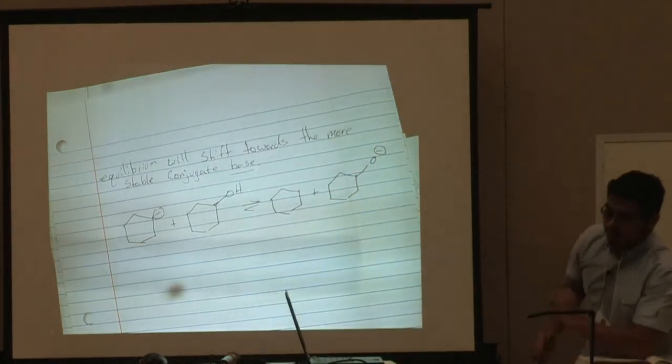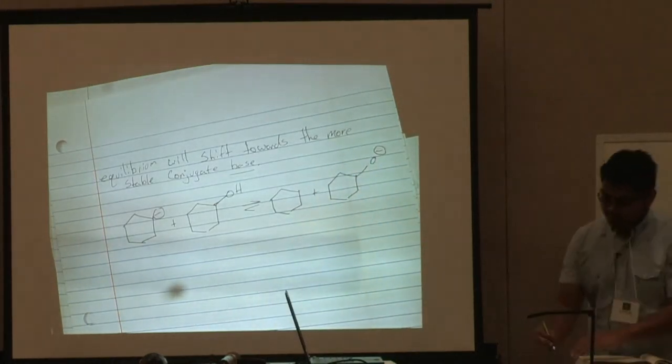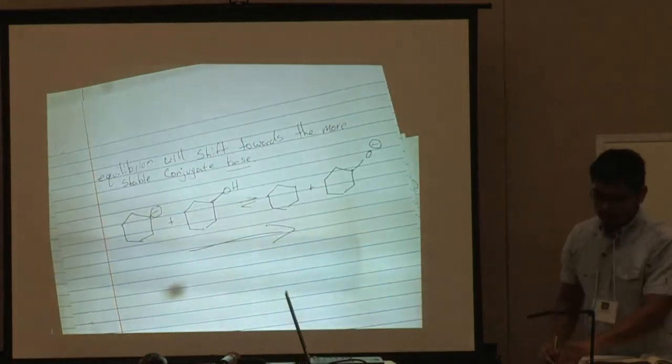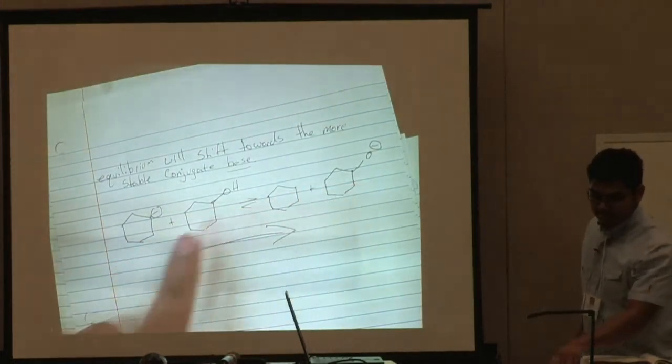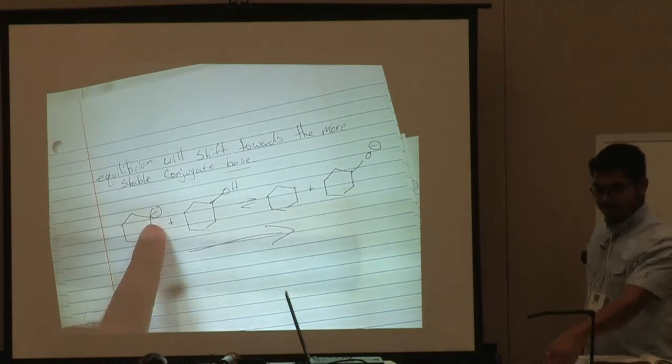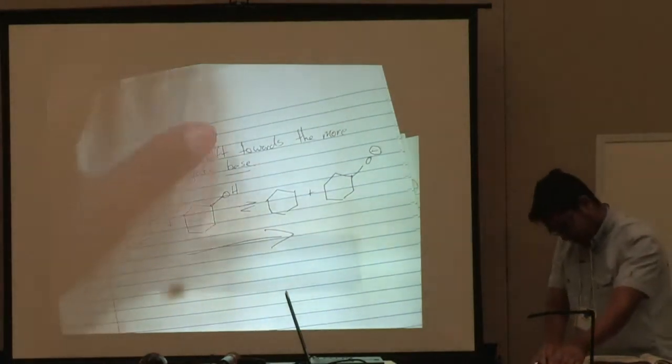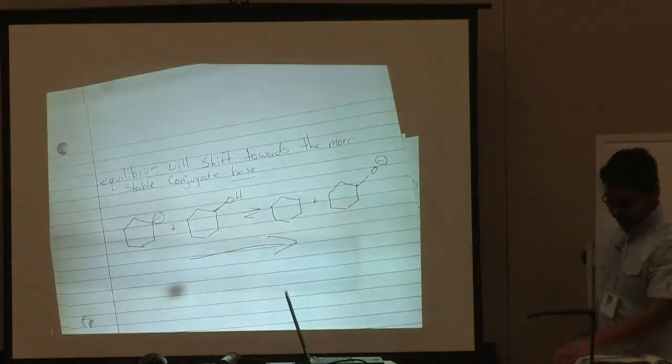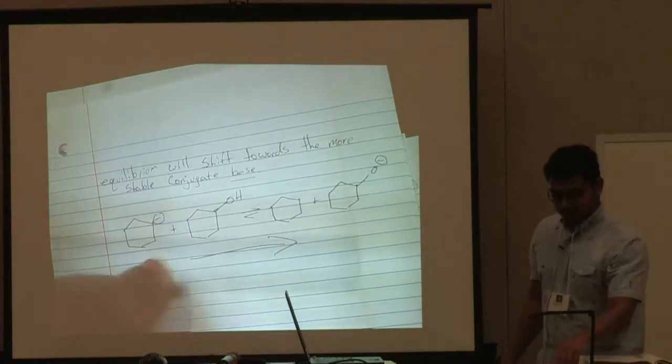Which way will equilibrium shift? It's going to shift this way. Why? Because I compare my conjugate bases. This conjugate base, I immediately know that's a retro, and I can do that fast just because I've seen this problem so many times.